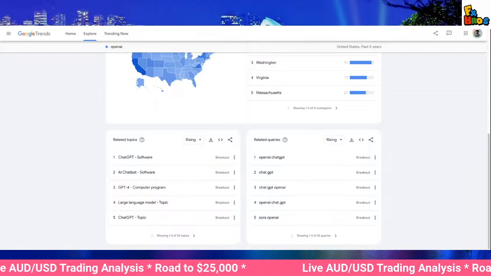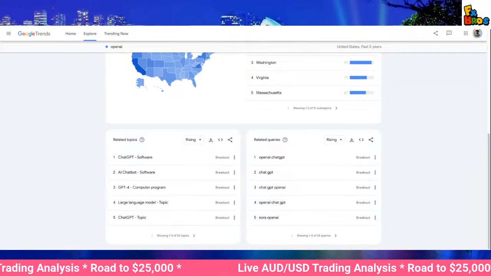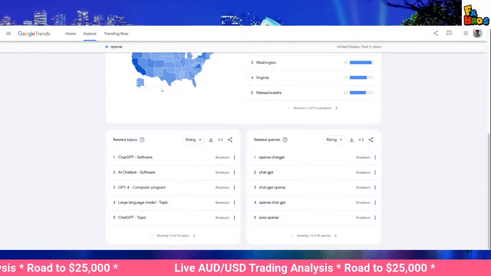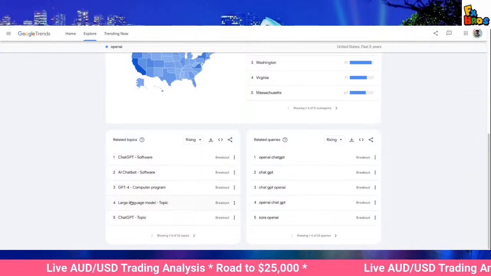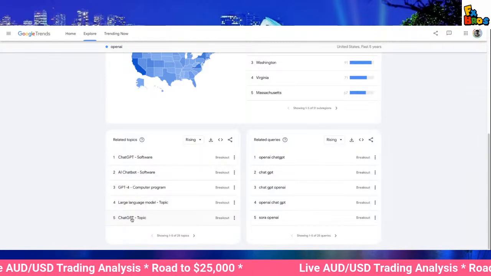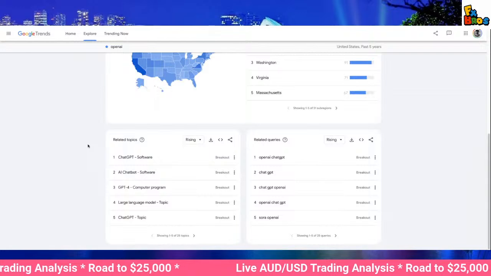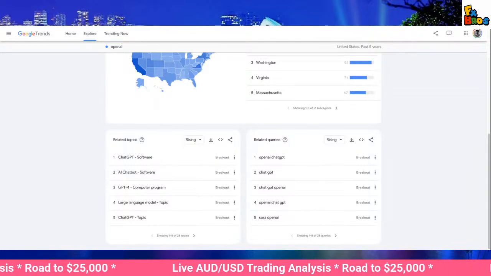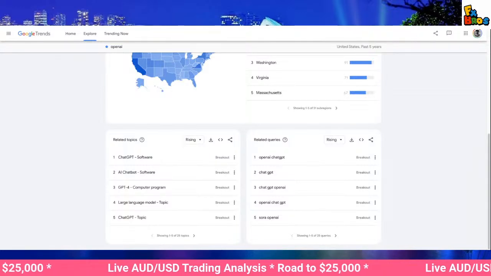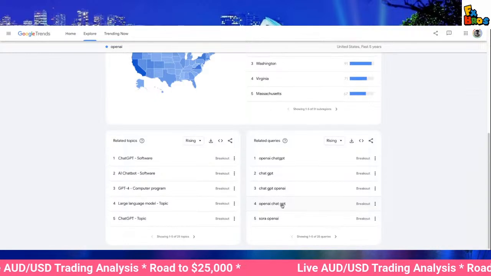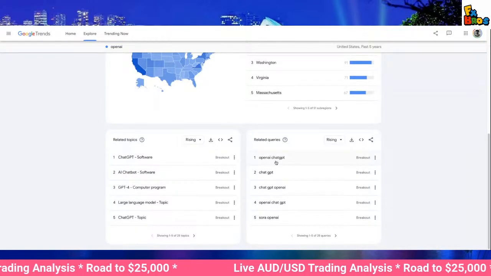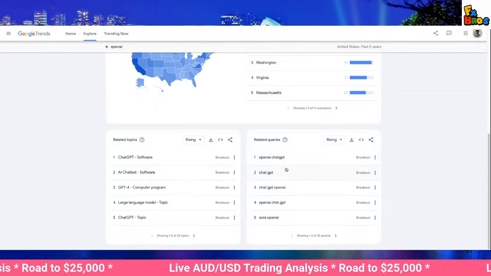And look what people are typing: ChatGPT. That's what they really were looking for. They don't care about OpenAI. Chatbot, ChatGPT, a large language model, ChatGPT. When that lasted that way, people wanted to know what it can do. But they really didn't do a good job of marketing. They're searching OpenAI and ChatGPT together.